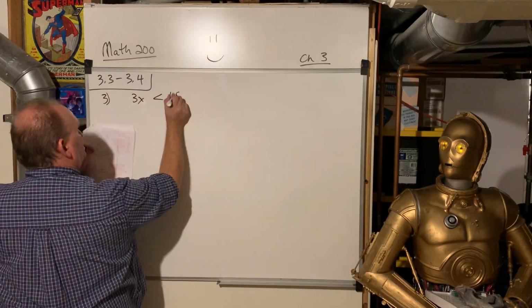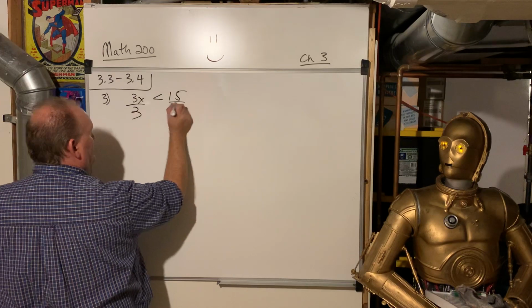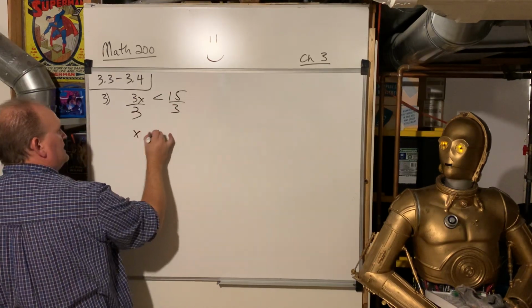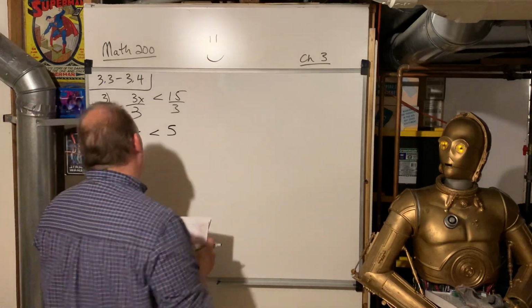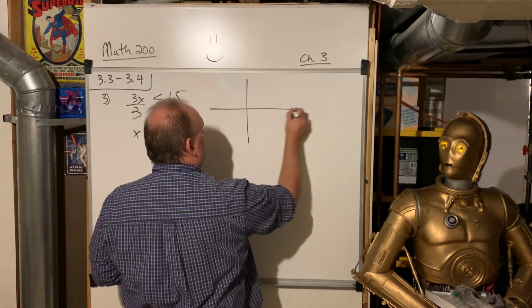X is less than 15. My Calc 2 teacher always said that: KISS, keep it simple. I think he had a worse word than silly. All right, so x is less than 5.